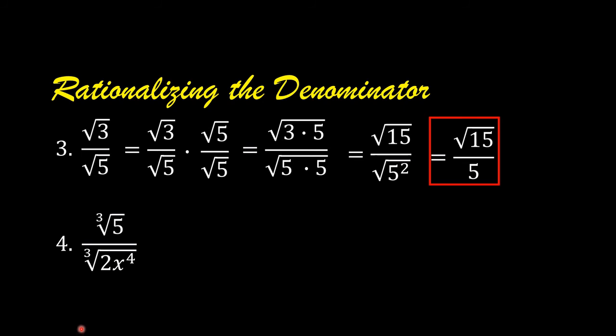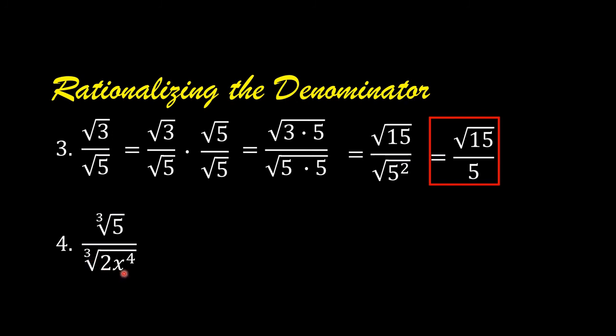Number 4. The cube root of 5 over the cube root of 2x raised to the exponent of 4. We should get rid of this radical symbol in the denominator. But how can we do that? If we multiply 2 by 2 squared, we will get 2 cubed. And the cube root of 2 cubed is 2. The exponent of x here is 4. It is not divisible by 3.